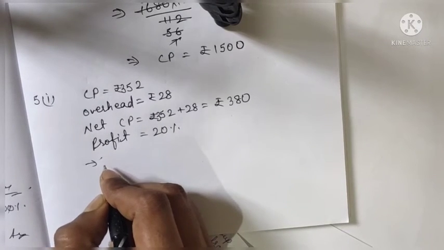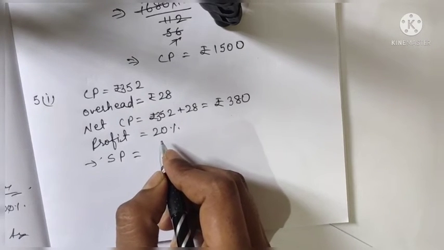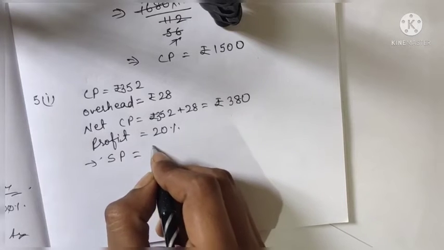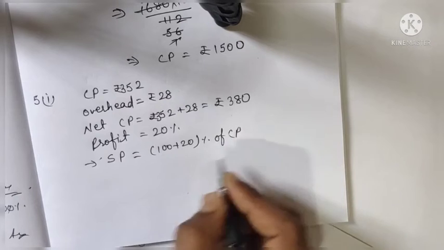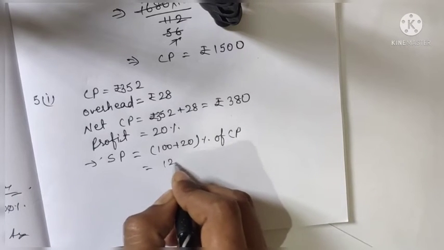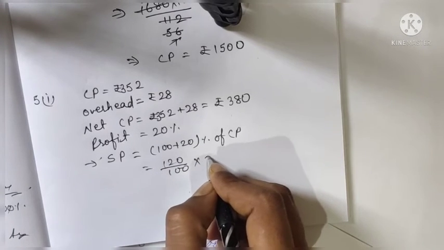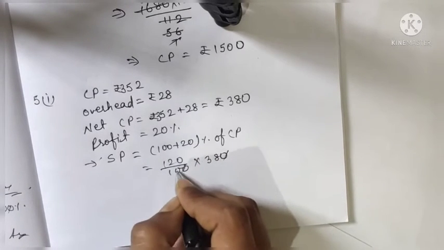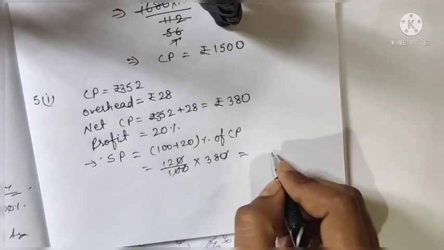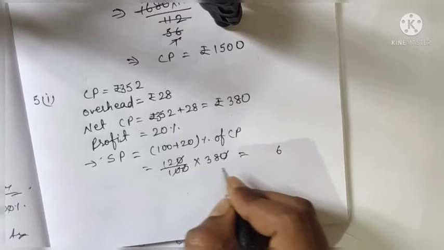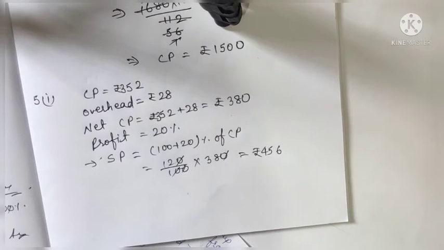In a similar manner, we can find the selling price of it, as here profit is made by the seller. So SP will be equal to 100 plus 20% of CP, is equal to 120 by 100 into CP, which is 380. So 0 and 0 cancel, 0 and 0 cancel. Now multiply 12 and 38. 12 8s are 96, so it will be 6, 9 carry, 12 3s are 36 plus 9, 45, and the answer will be 456.